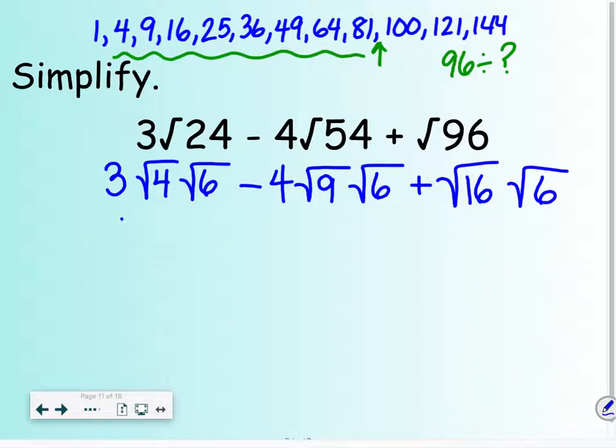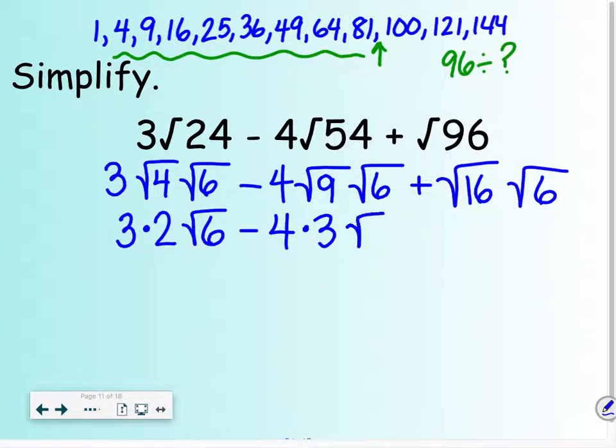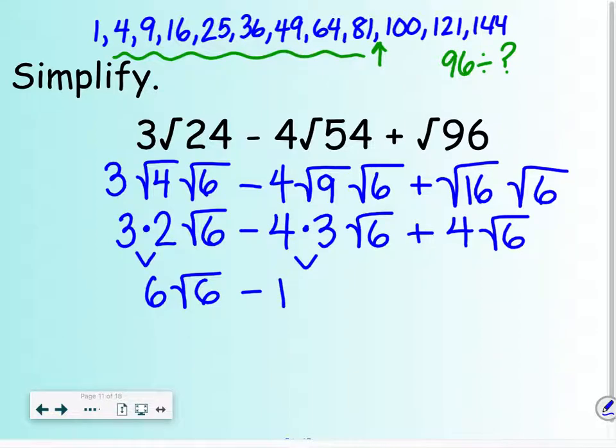So now, the square root of 4 is 2. The square root of 9 is 3. And the square root of 16 is 4. So this one ends up with all like terms again. So I need to do this multiplying first. So this one is 6 times the square root of 6. Then we've got minus 12 times the square root of 6. And plus 4 times the square root of 6.